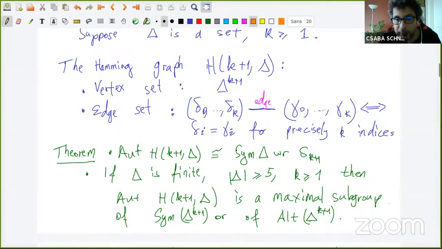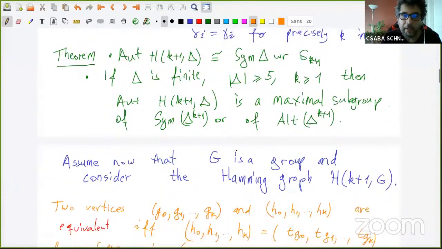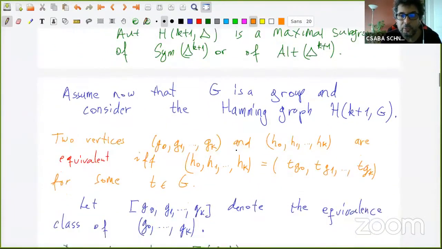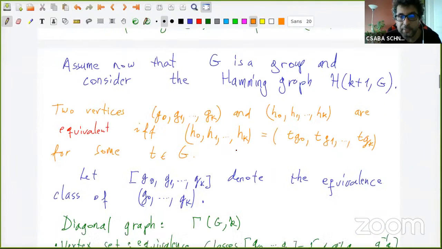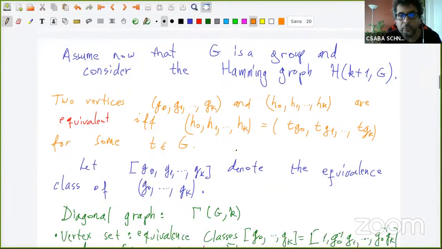So maximal subgroups of a given group are always interesting to study, and this is one example of such a maximal subgroup of symmetric and alternating groups. So this is the Hamming graph, and I promised that I would talk about the diagonal graph. To introduce the diagonal graph, let us suppose now that G is a group.